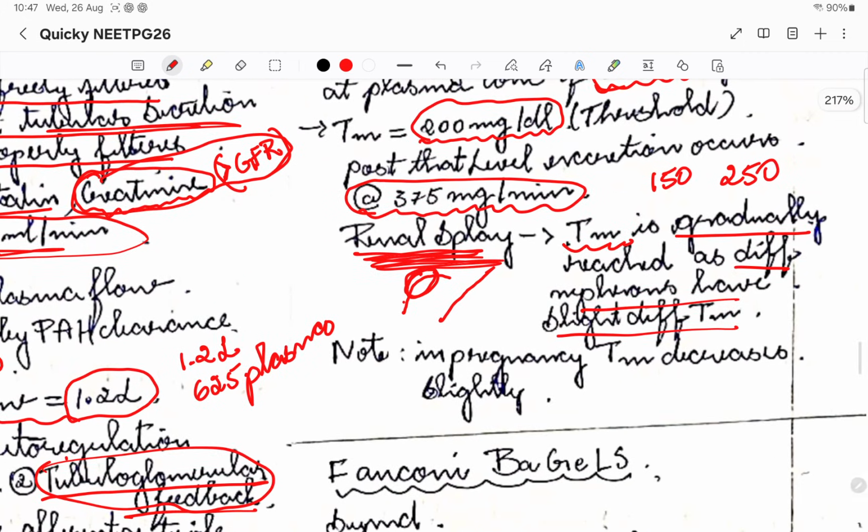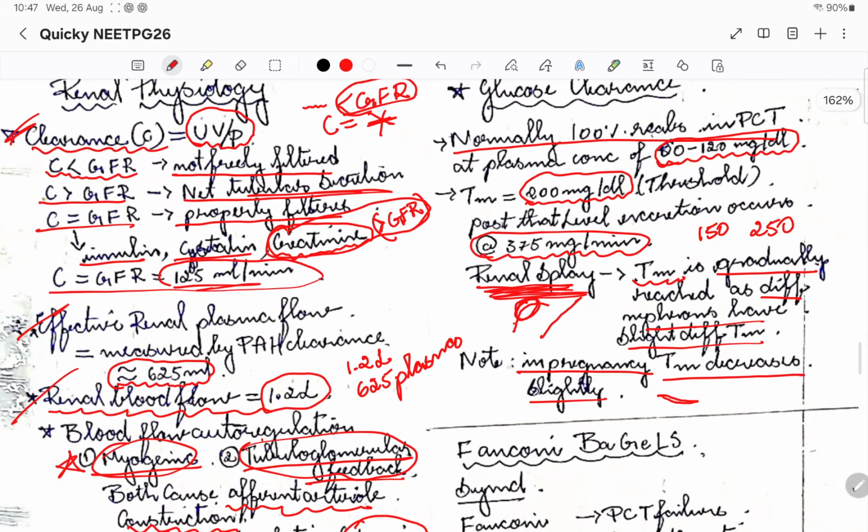Please remember that in pregnancy the TM decreases. The transport maximum decreases slightly, to let through all the glucose that is there in the body. So that is why the transport maximum decreases in pregnant ladies. This is a physiological phenomenon, this is not pathology. So please remember that.